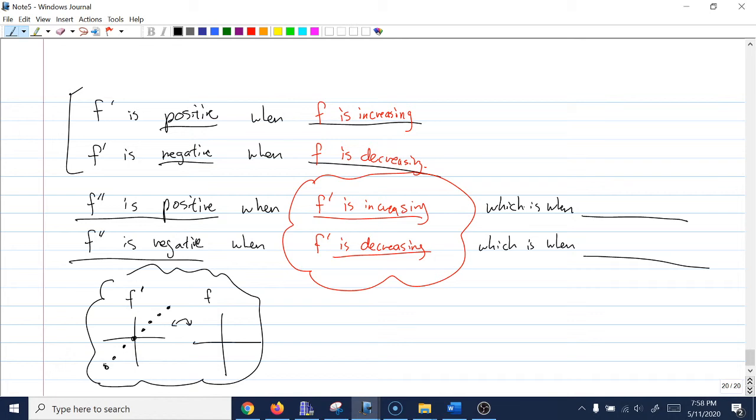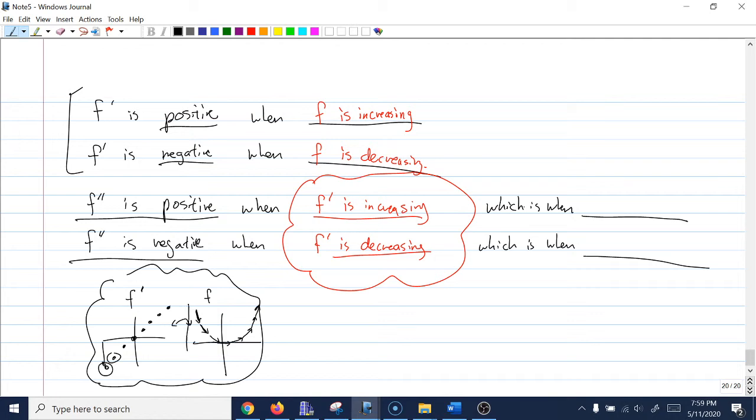Well, at the start, f prime is very negative. That tells me that f is decreasing very steeply. And now it's decreasing, but less steeply. And now it's decreasing, but less steeply. And then it's flat. And then it's increasing, but a little bit. And then increasing more, and then increasing more, and then increasing more. This is what it looks like for f prime to be increasing.